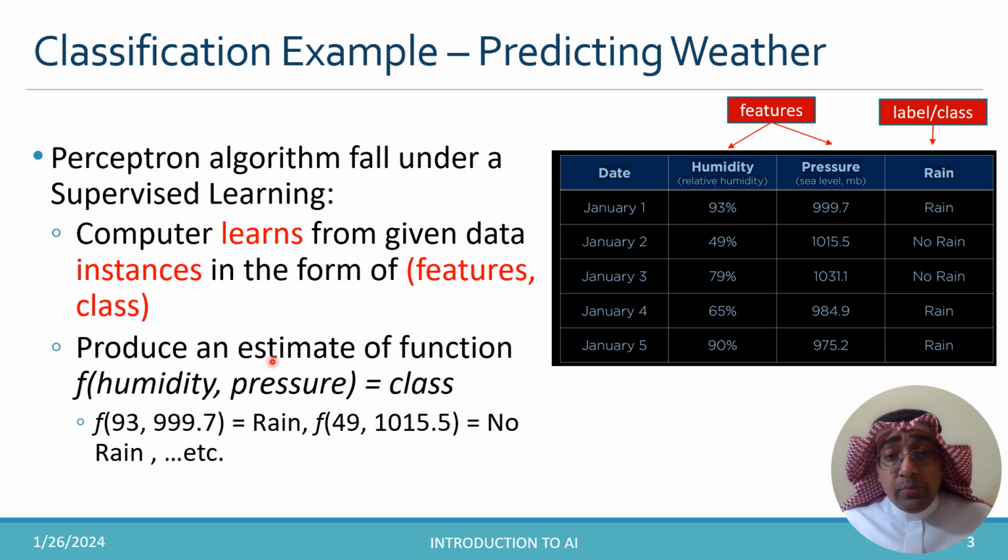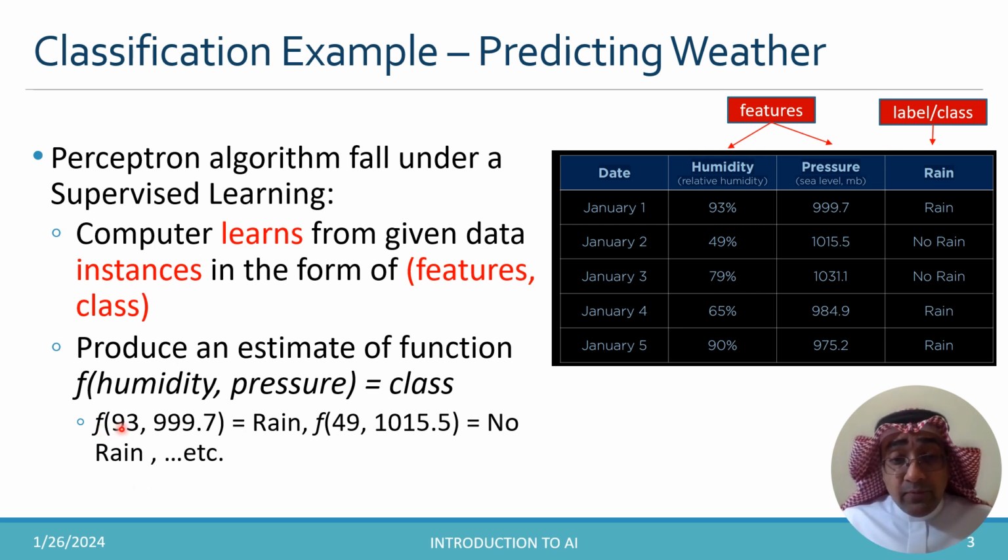So what we want is a function that takes as input the humidity and pressure and generates for us the class or the label that we want. If I give you a pressure and a humidity of certain values, for example 79 and 1031, I want you to tell me that it is raining, because that's what the data is proposing. Or if I give you a number that's very close to it, I also want you to tell me that it is raining. And we want the computer to do this seamlessly without us interfering.